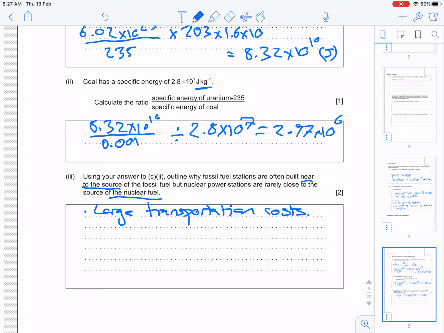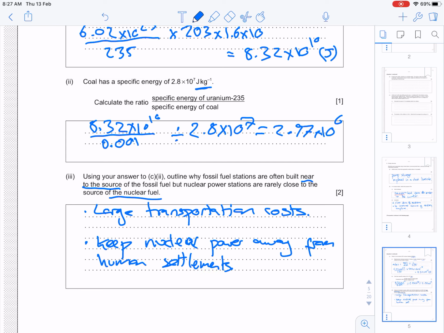However, we do need to keep it safe, so we want to keep nuclear power away from human settlements, and we should specify here for coal. Okay, and that is the end of the question.